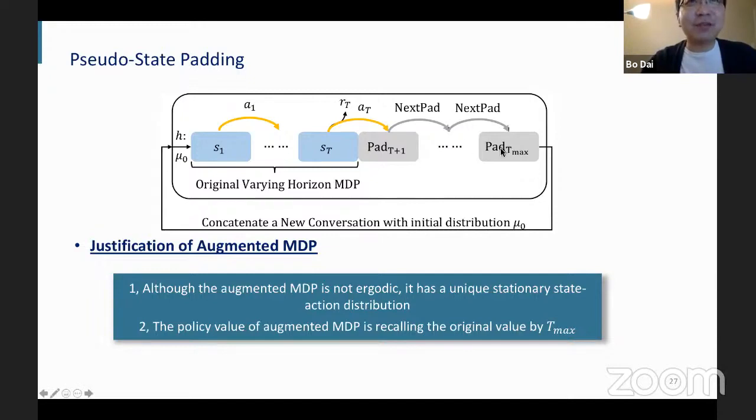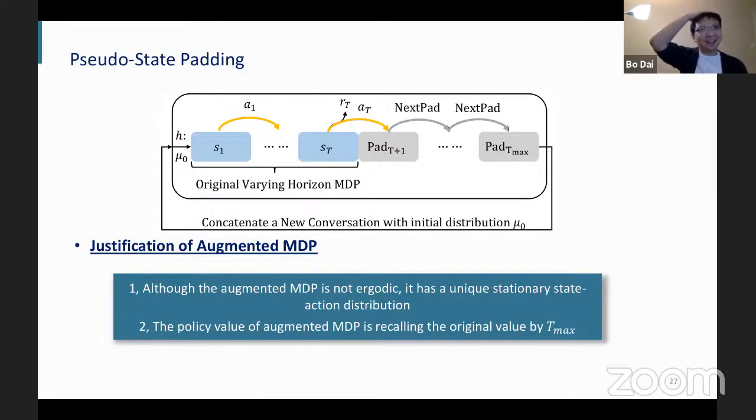And then after we reach this T max, we go back to the beginning, sample from the initial distribution and do it again. So this iterates many times, and basically goes on infinitely long. By this pseudo state padding, we eventually get an augmented MDP. It's different from the original MDP because now in this augmented MDP, it is infinite horizon.